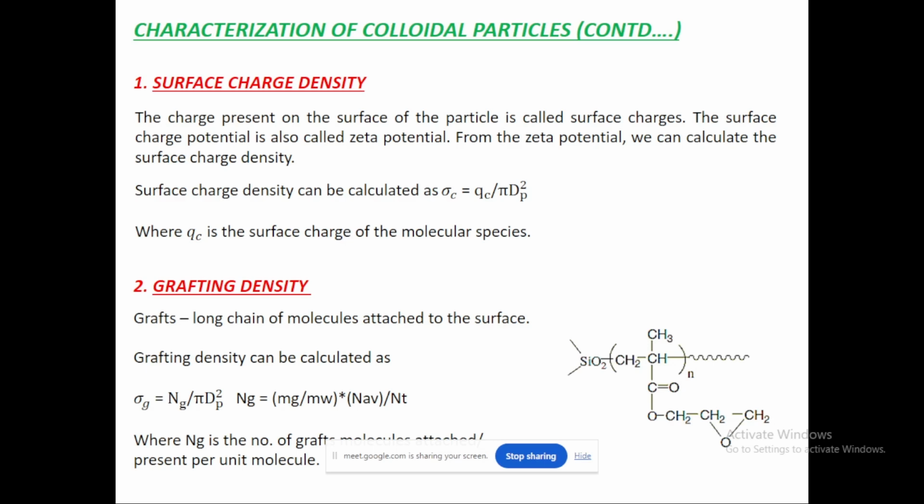So the surface charge density can be calculated as sigma c is equal to qc by pi dp square. Here qc is the surface charge and pi dp square is the surface area of the particle on which these charges are stored.